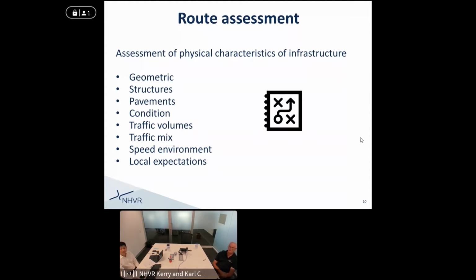So then we look at the speed environment. Is it urban? Is it a rural speed environment? High speed or a restricted speed environment? So all these things are part of your route assessment. And then you have your local expectations.